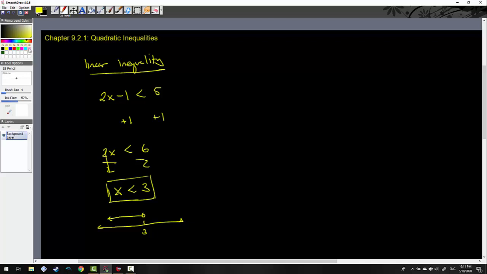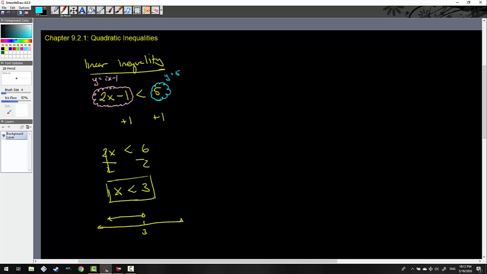Pretty simple. Now I'm going to define what each piece is doing. I'm going to look at this 2x minus 1 as a separate function. I'm going to call it y equals 2x minus 1. And this 5, I'm going to call y is equal to 5.